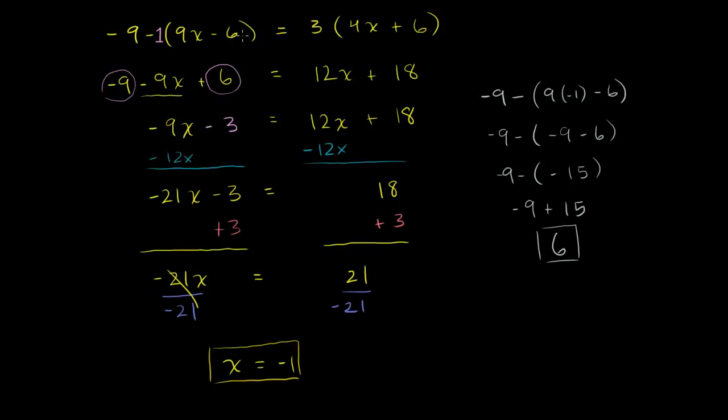So let's see what happens when we substitute negative 1 into the right-hand side of the equation. I'll do it in green. We get 3 times 4 times negative 1, plus 6. And so that is 3 times negative 4 plus 6. Negative 4 plus 6 is 2. So it's 3 times 2, which is also 6. So when x is equal to negative 1, you substitute here. The left-hand side becomes 6, and the right-hand side becomes 6. So this definitely works out.